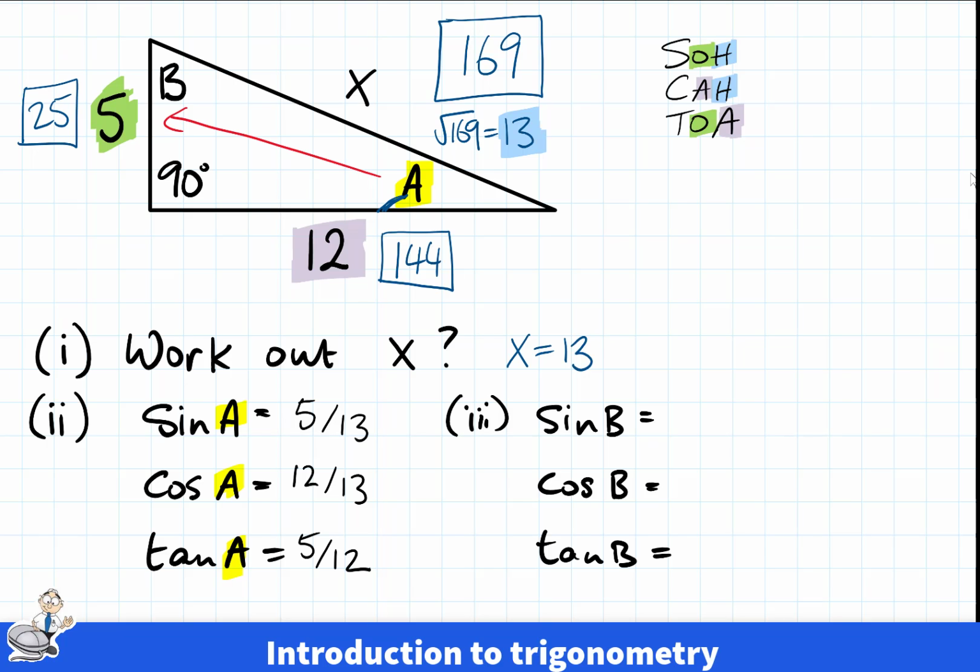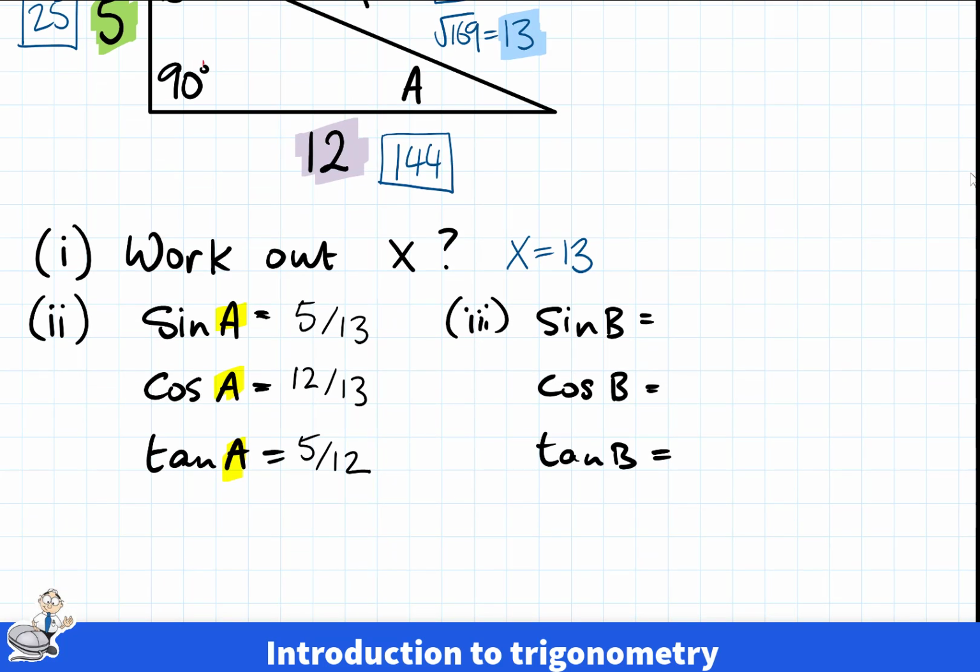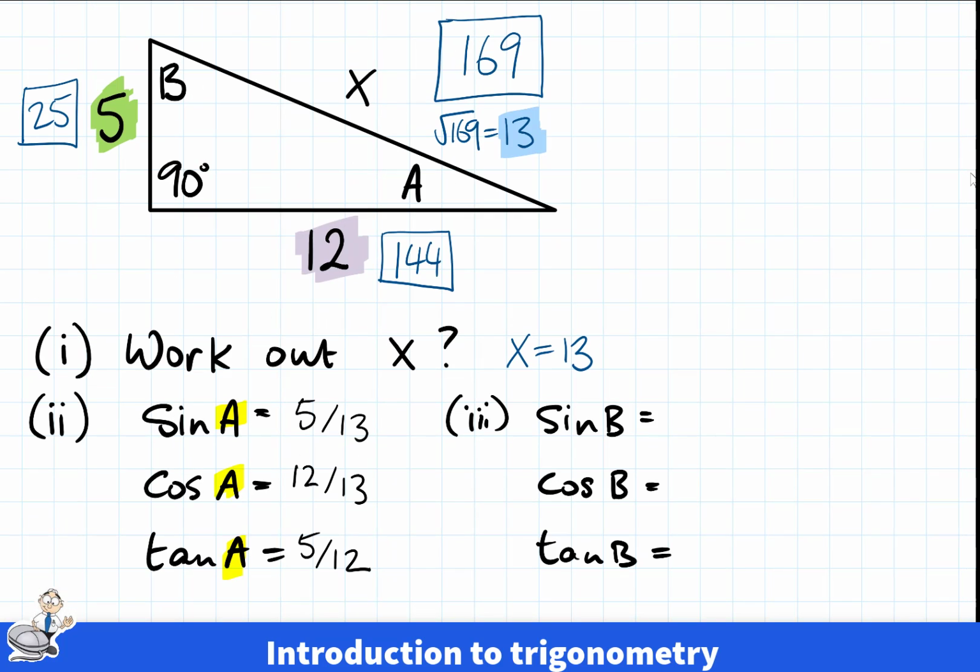Now, I know some people had asked me on Teams, they were just a bit confused about what's going on with angle B. So with angle B, the thing changes around. So I have to do something slightly different with angle B. So if I'm talking about angle B, we'll leave these. Compared to angle B, the opposite actually this time is 12. And your adjacent becomes 5.